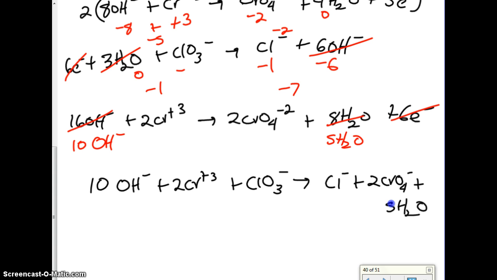Okay, so that's basic. So really the same thing as our acidic solutions, just with the hydroxide caveat added in.